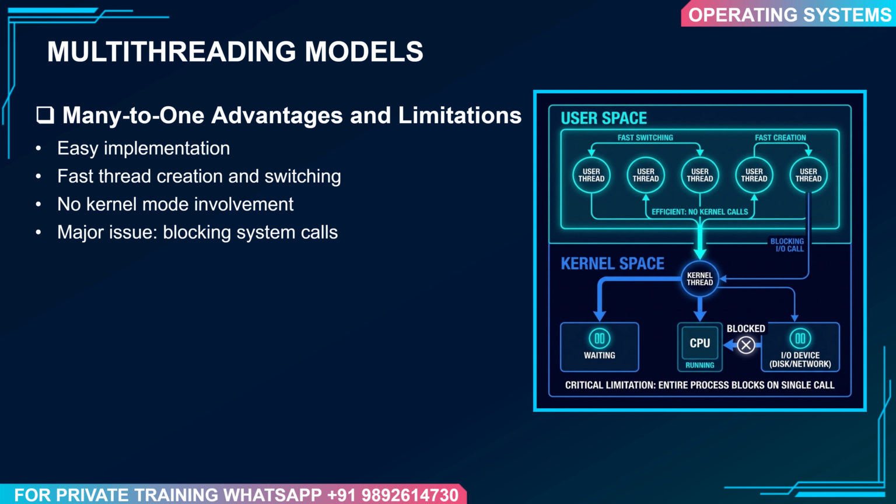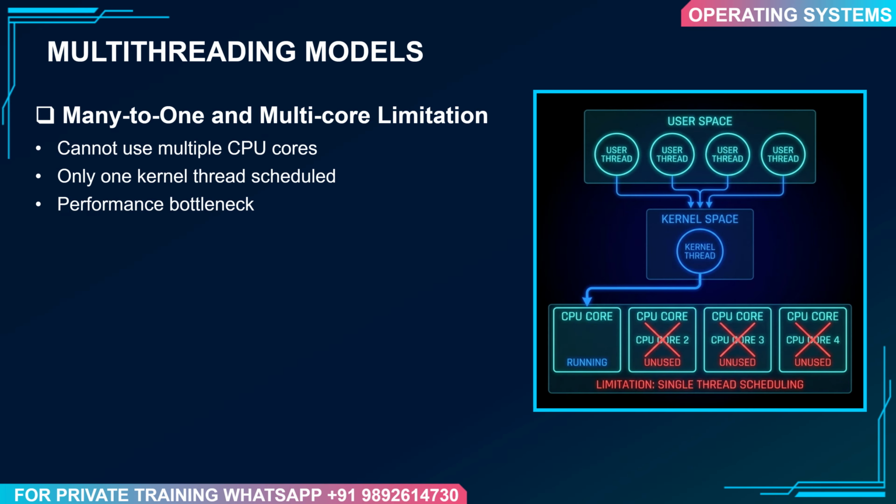The biggest problem is blocking. If one user thread makes a blocking system call, such as reading from disk or waiting for network data, the entire process blocks. Since all user threads depend on a single kernel thread, none of the other threads can run while the OS is waiting for that operation to complete. Another major drawback is that this model cannot take advantage of multi-core processors. Even if your system has 4 or 8 CPU cores, the operating system can only schedule that single kernel thread on one core. So all user threads end up sharing one CPU, which limits performance.